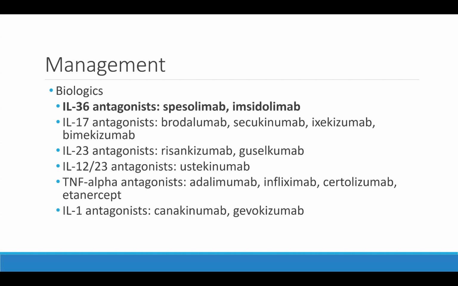In terms of management, the most specific and targeted treatment as of now are interleukin-36 antagonists, all right? And these include spesolimab and imsidolimab. Other biologics that can be offered include your interleukin-17 antagonists such as brodalumab, secukinumab, ixekizumab, and bimekizumab. Interleukin-23 antagonists such as risankizumab or guselkumab. Interleukin-12-23 antagonists such as ustekinumab. TNF-alpha antagonists, or less commonly, interleukin-1 antagonists.